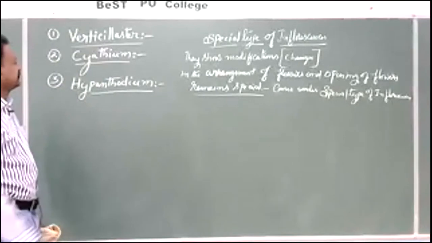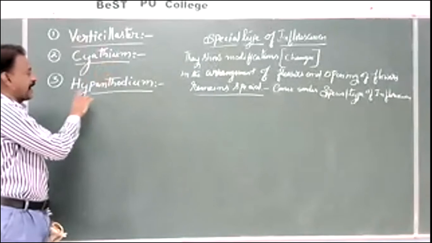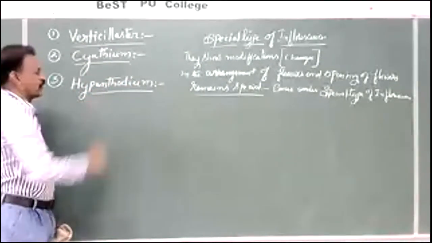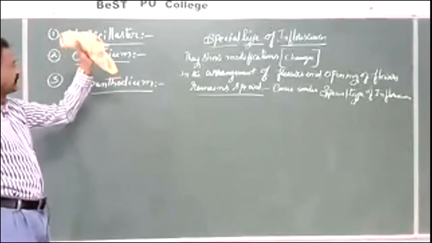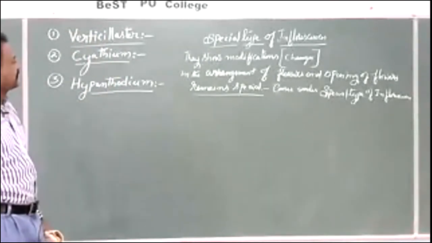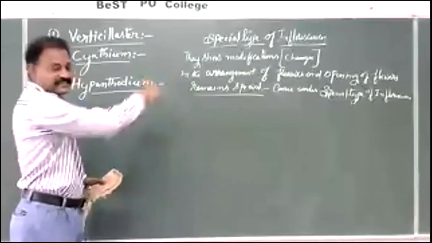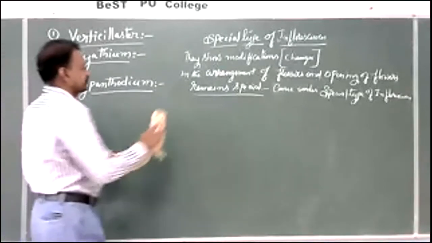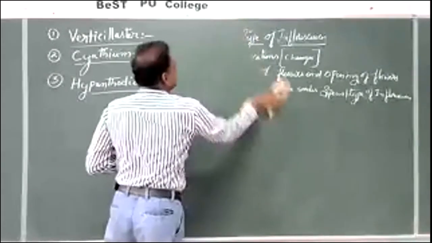Verticillaster, Cyathium, Hypanthodium. So, out of so many types of special inflorescences, they have identified three. First one, verticillaster. Why are they called special types? Because they show some changes in the arrangement of flowers and opening of flowers. That is a special character in some plants.